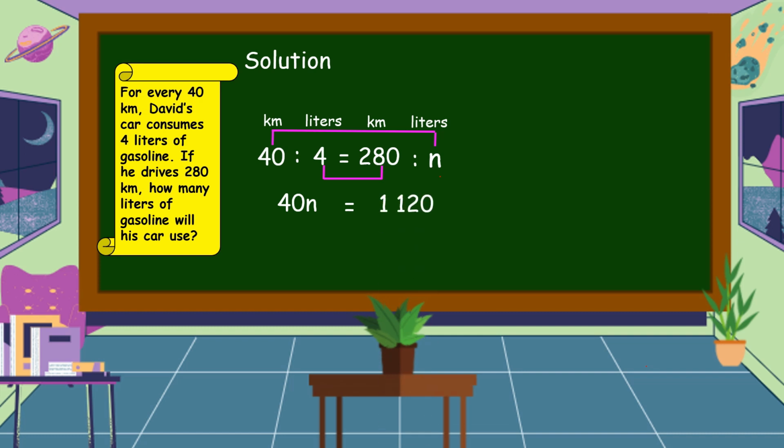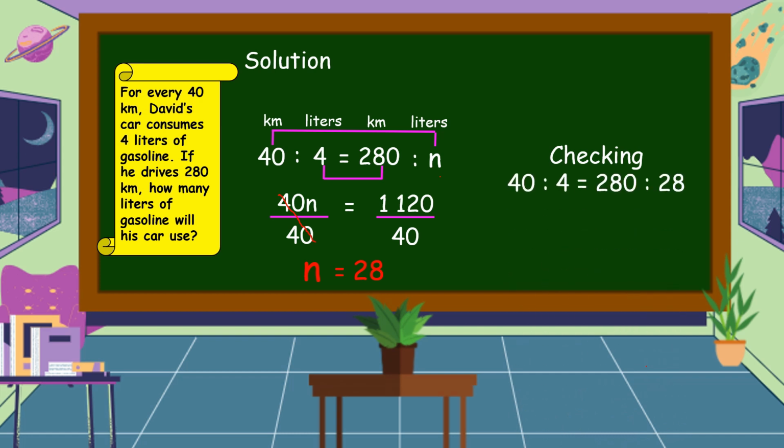1,120. To get the value of n, we're going to divide both sides of the equation by 40 to make the equation balance. So 40n divided by 40 is equal to n. 1,120 divided by 40 is equal to 28. Therefore, our answer is 28 liters of gasoline.